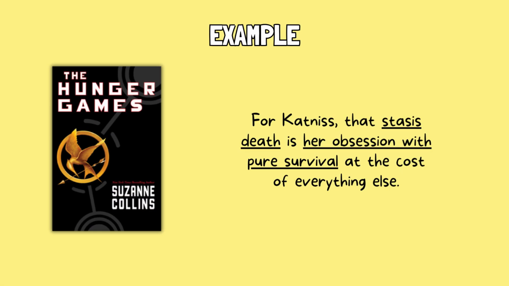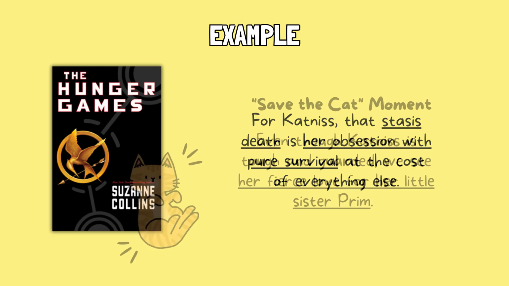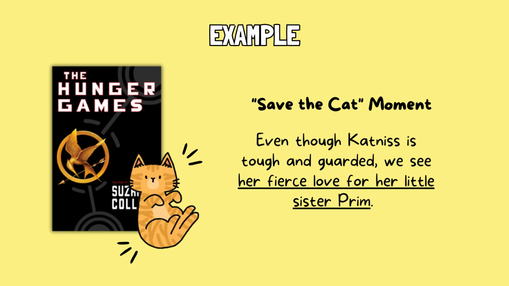For Katniss, that stasis death is her obsession with pure survival at the cost of everything else. She sneaks off to the outskirts of District 12 to hunt with a bow and arrow, technically illegal. She meets Gale. She provides food for her family. She prepares for the reaping. And this section contains her Save the Cat moment.